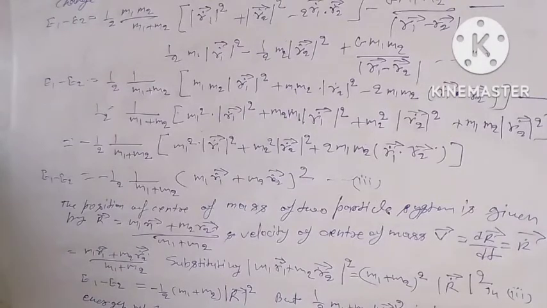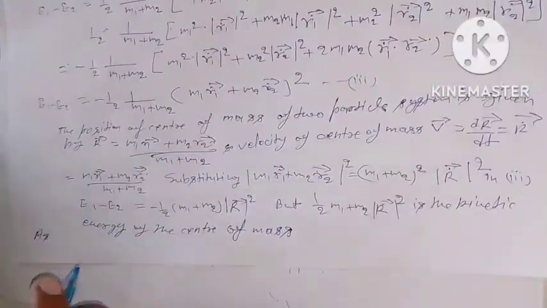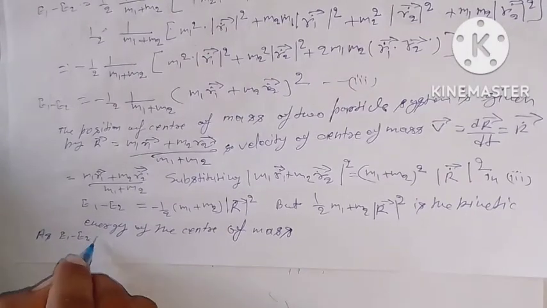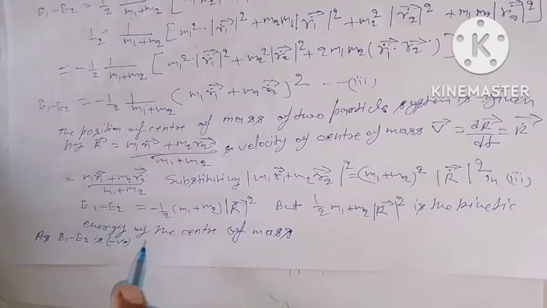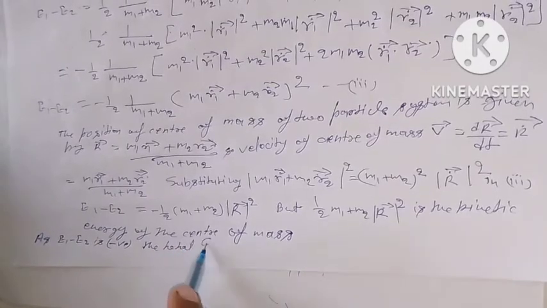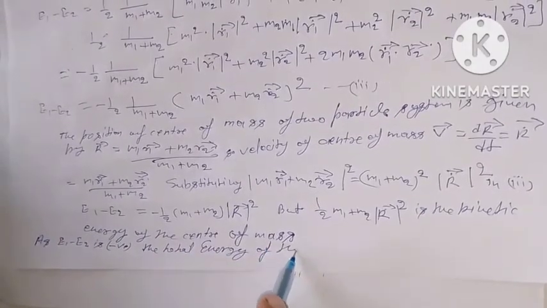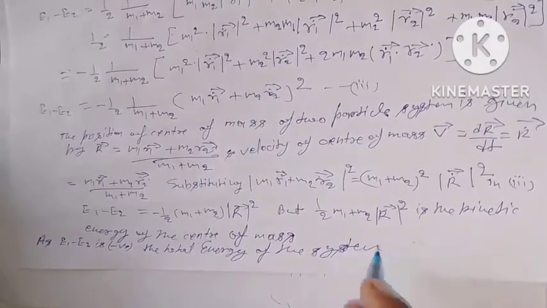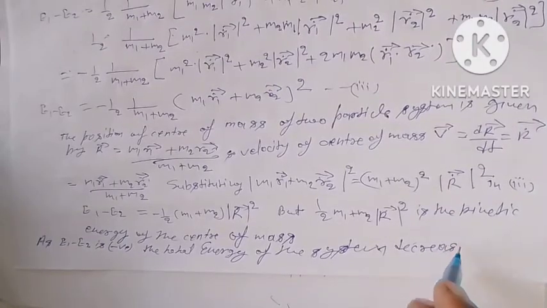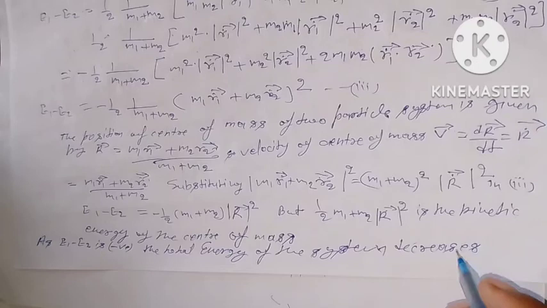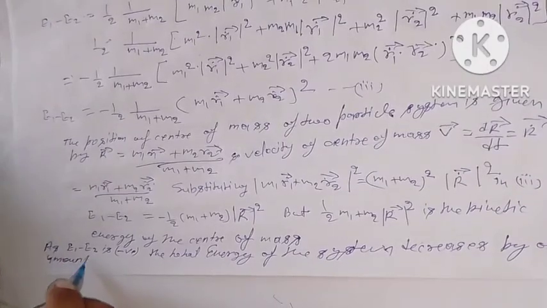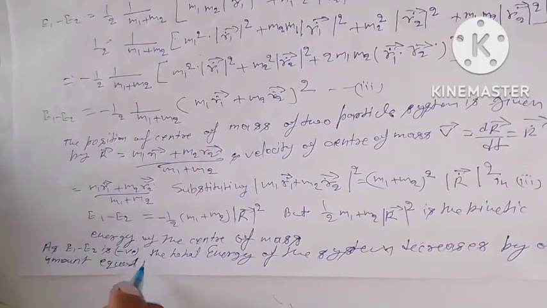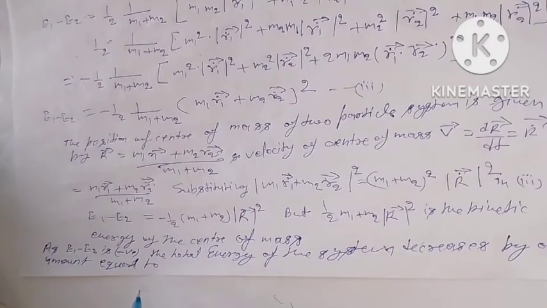Okay, as E1 minus E2 is negative, the total energy of the system decreases by an amount equal to the kinetic energy of the center of mass.